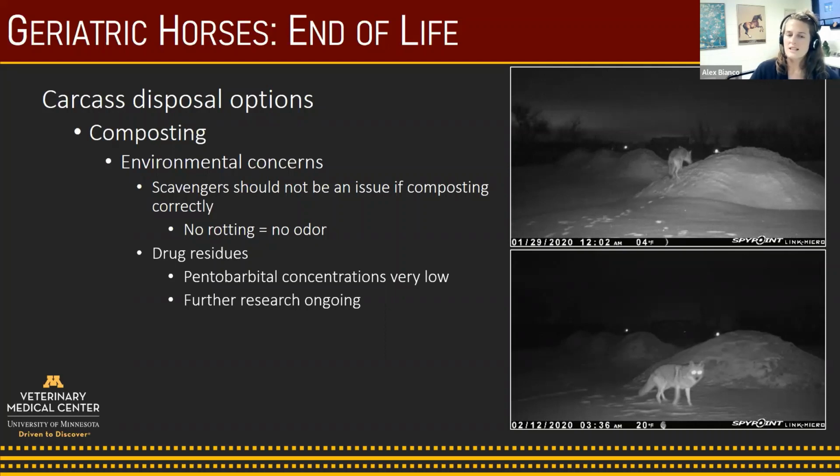I think it's really a nice idea to think that you can have individual composting of our horses and then use it as a memorial in some way. So that is definitely an area of further research that you are welcome to follow. All right.